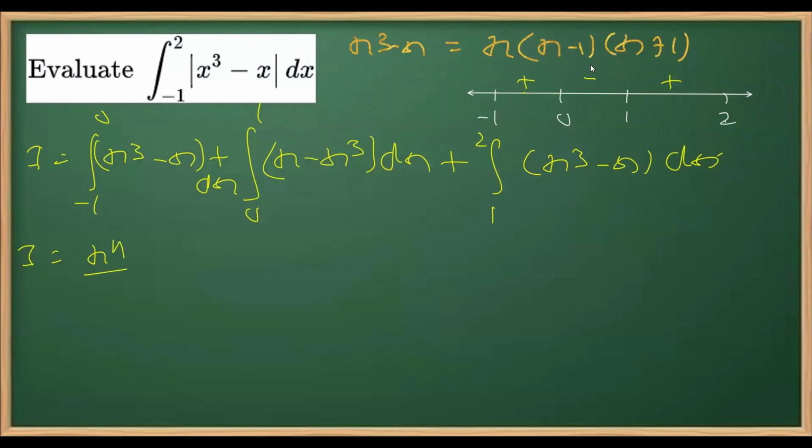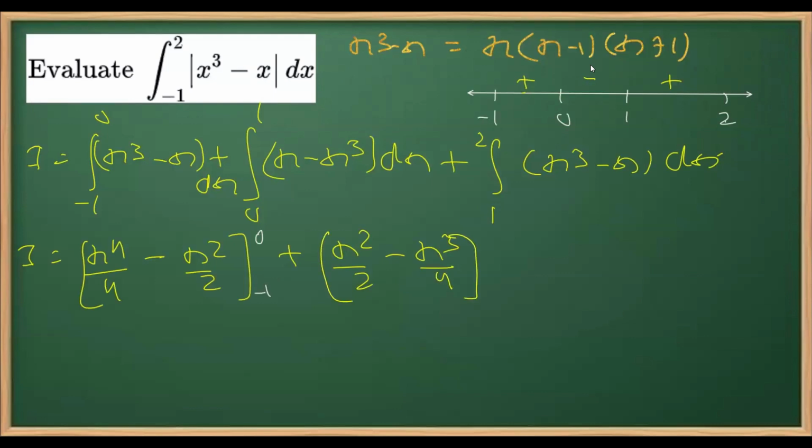Next, we'll get the integration of this, which is what? X raised to the power 4 over 4 minus x squared by 2. And the limits are minus 1 to 0. Next, this is plus how much? X squared over 2 minus x cubed by 4. And the limit is, what's that limit? 0 to 1. And plus, finally, it is x raised to the power 4 over 4 minus x squared by 2. This time the limit is 1 to 2. So minus 1 to 0, 0 to 1, and 1 to 2.